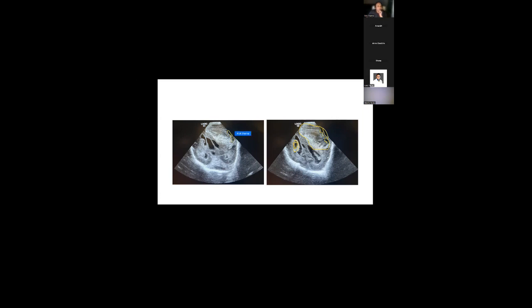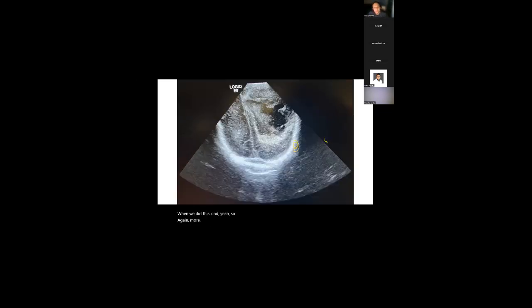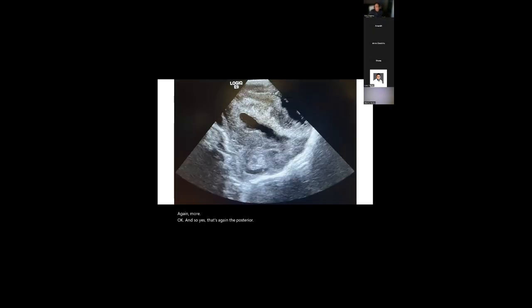How old is the baby? Baby was day 2 when we did the scan. Again, definitely intraparenchymal breakdown, no doubt. Brilliant image. Not good for the baby. Yes, that's again the posterior. I tried to get a midline sagittal, but it looked like everything was pushed, so it was difficult for me at that stage to determine what exactly is what.